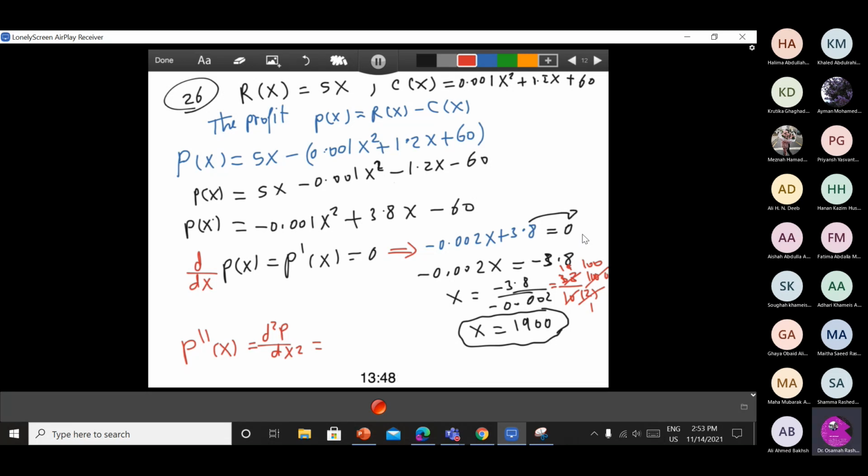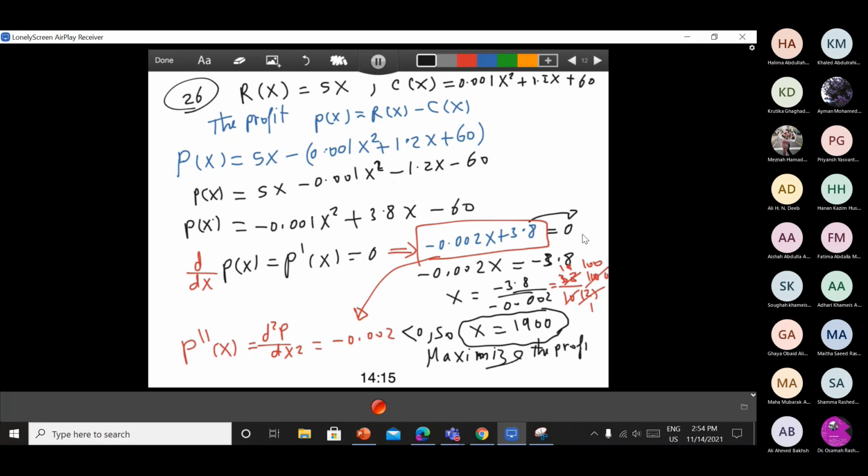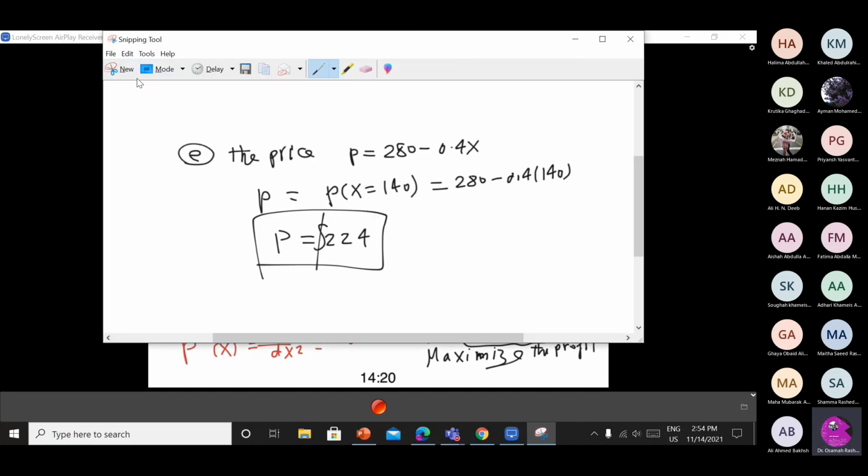Fine. So the second derivative is the derivative of this one, right? So you catch this one and differentiate it again. This is the b double dash, so it will be minus 0.002. It is already negative without thinking. So x equal to then maximize the profit. Okay, this is 26. Okay.